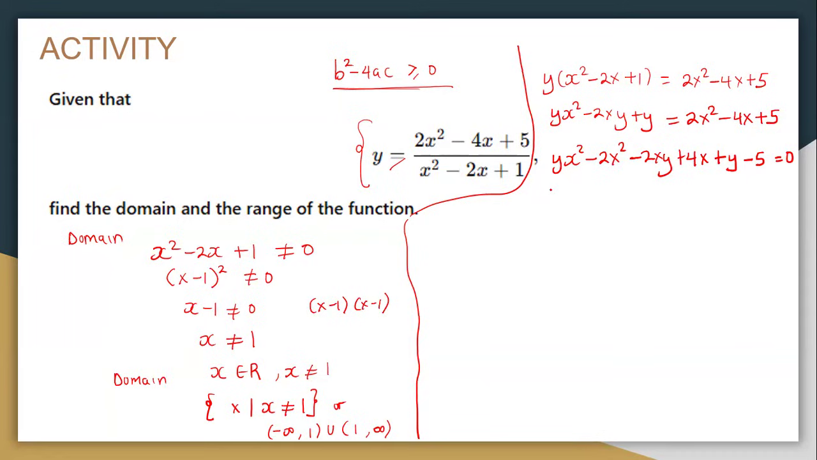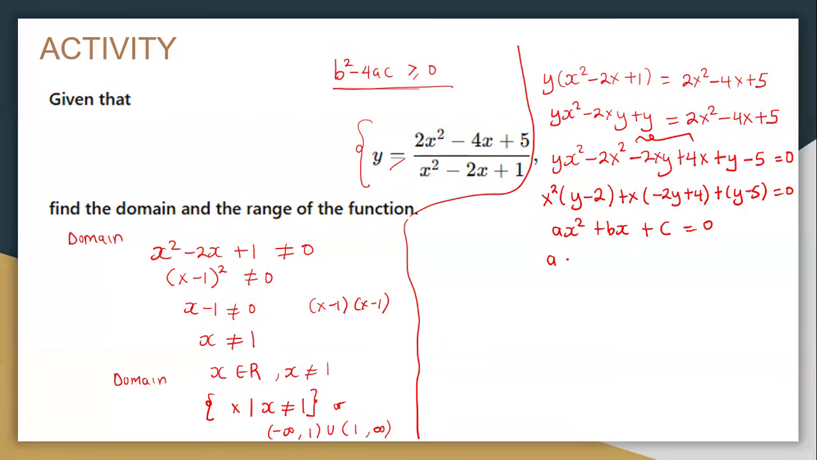Okay. Now, when you reach here, you are going to factorize out. Since I have x squared, I'm going to factorize out x squared, so I remain with y minus 2. Then plus x into negative 2y plus 4. Then the next, which is y minus 5 is equal to 0. Now, you know that from our quadratic equation, ax squared plus bx plus c equals 0. So here, my a is going to be y minus 2, my b is going to be negative 2y plus 4, and my c is going to be y minus 5.